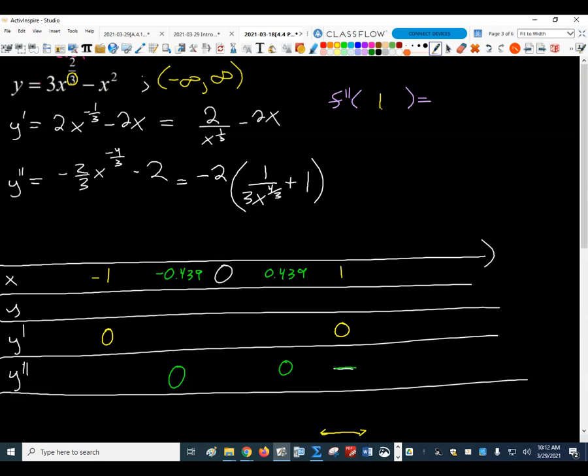So what do I get? If I plug 1 in for x, am I going to get a negative or a positive second derivative? I've got -2 times this factor here. What am I going to get? I've got two factors. One of them is constant and negative. What's the sign of that factor going to be if I plug 1 in for x? Positive, right? Everybody agree? Positive.